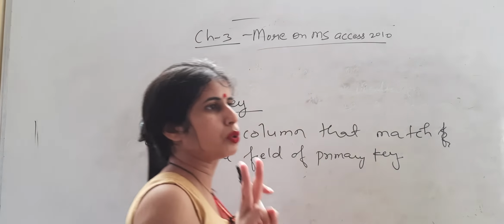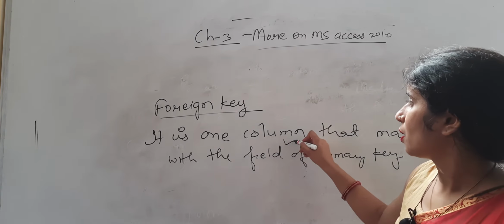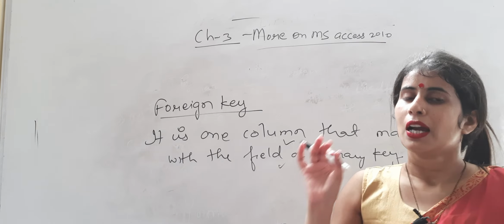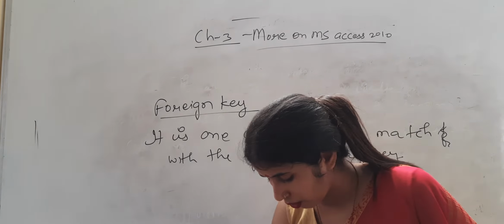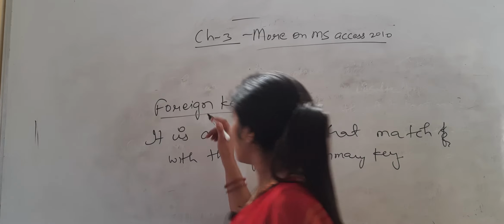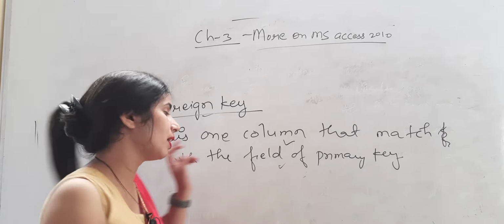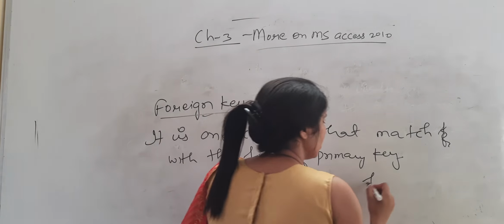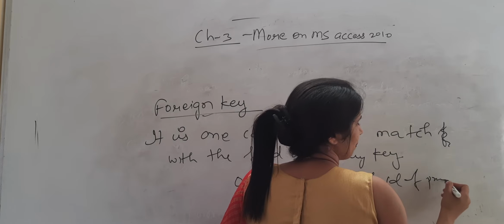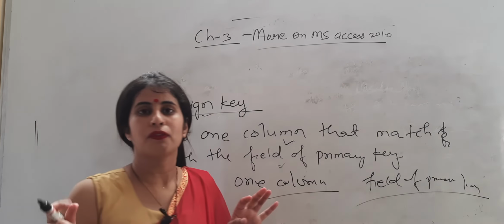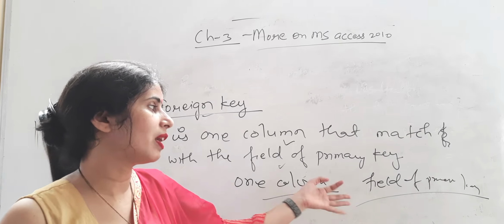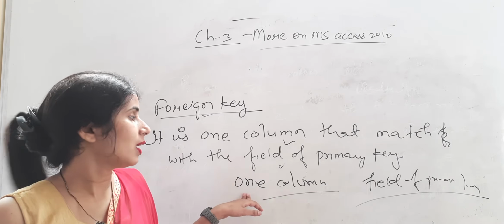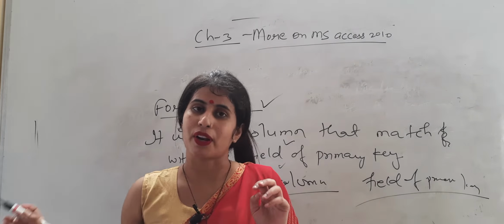Here we are focusing on two things. First is column, and here we are talking about field. What is column? Column is a vertical section, and here the record is of the primary key. Here we are considering one column, meaning one column of one table. It is matching with the field of primary key. The field which we have made the primary key should match with the column of the other table, and then it is known as the foreign key.